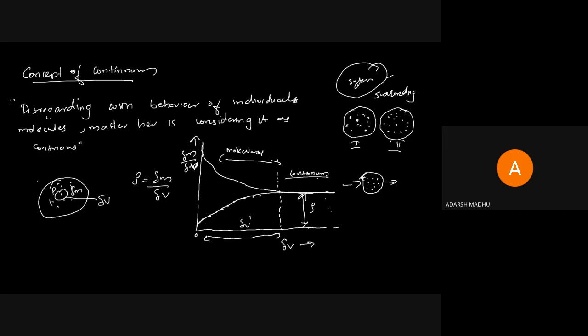Which means that when the volume is very small, there is a fluctuation of density. At every point, we will get different values for density. We can't predict a particular value of density from 0 to delta V dash. And at a point it reaches, thereafter the value for density goes for a straight line. So, in the concept of continuum, we are not dealing with this left portion, the molecular portion. We are not dealing with that particular portion, disregarding the behavior of individual molecules.